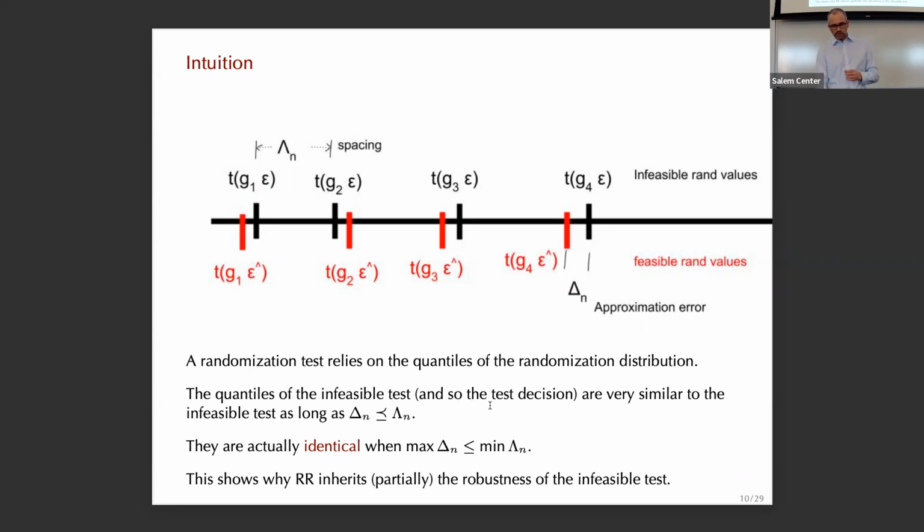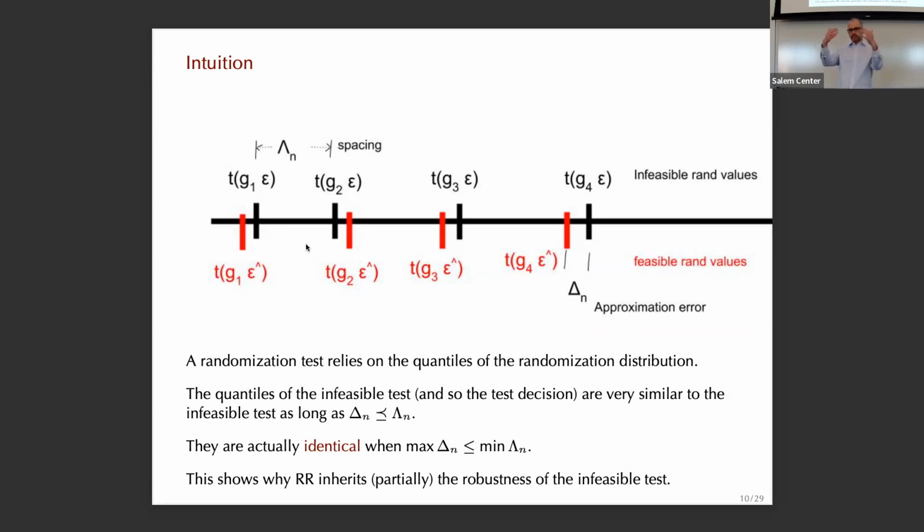Now the quantiles of the infeasible test, and so the test decision, the quantiles of those black quantities here, they're generally very similar to those of the red ones. So the quantiles you get from the red, which is the realized, the feasible test, are going to be very close to the ones from the infeasible test, as long as this approximation error is dominated by the spacing. In fact, you can very easily show, with algebra, that the quantiles are actually identical if the maximum approximation error is dominated by the minimum spacing.